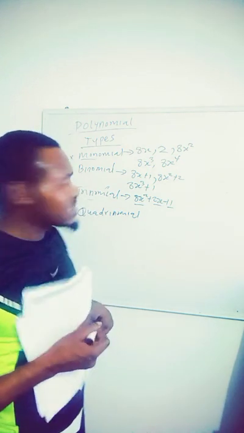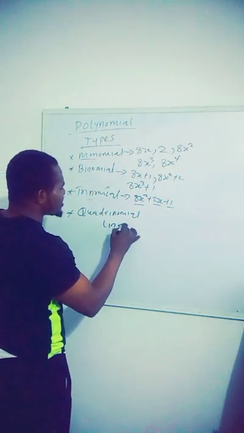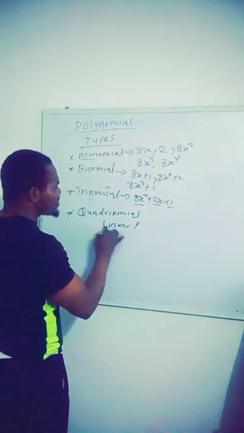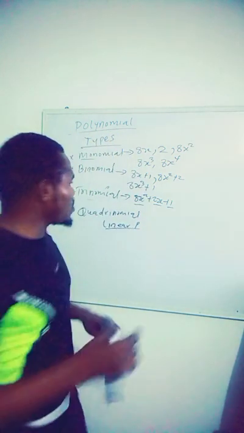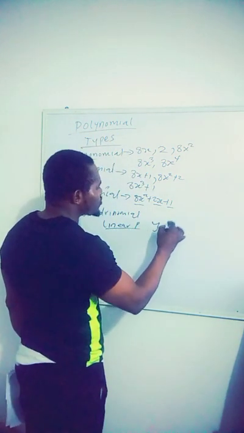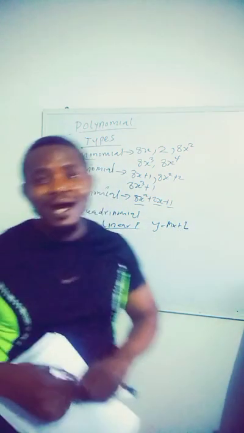Now, you can have it as a linear polynomial. So when you say linear polynomial, it means it's just a straight line. Something like y equals mx plus b or c. So there's no power of x.